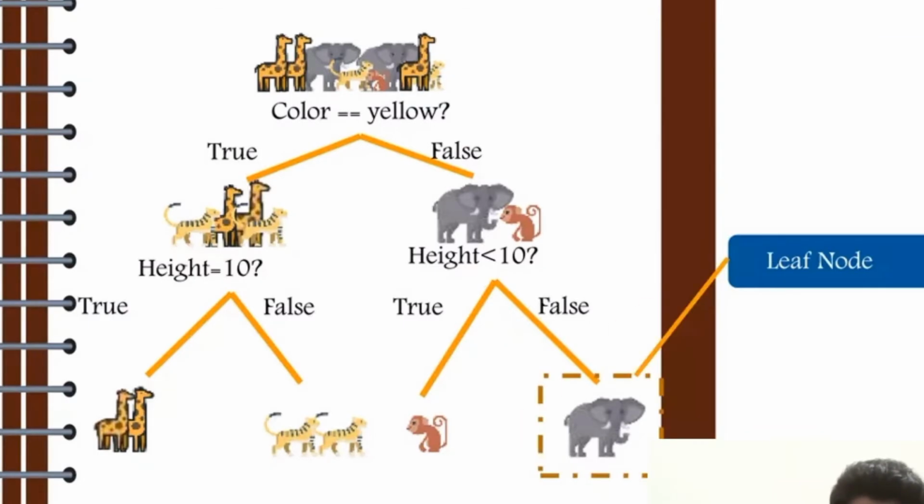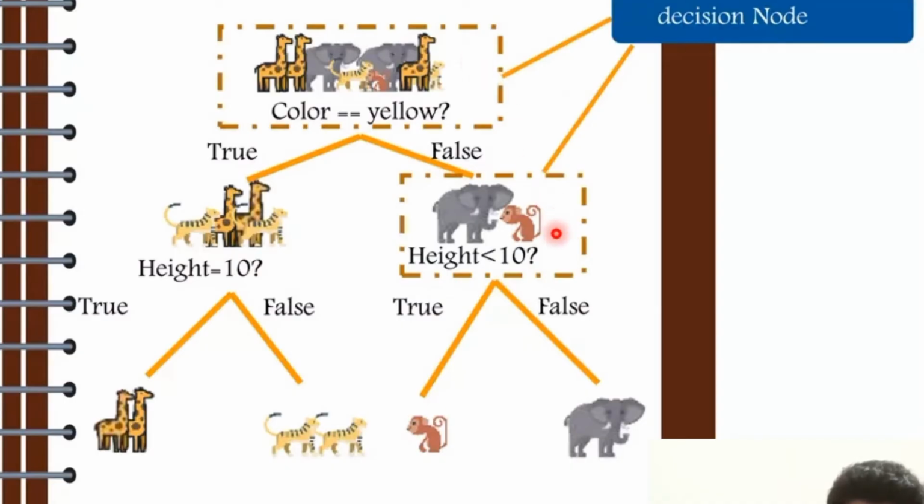Then the third one is the leaf node that carries the classification. Leaf node is the final output that we obtain. Here this is one leaf node, this is one, and this is one. This is a decision node, which means that we are deciding which one comes under which category. So we are classifying in this step.